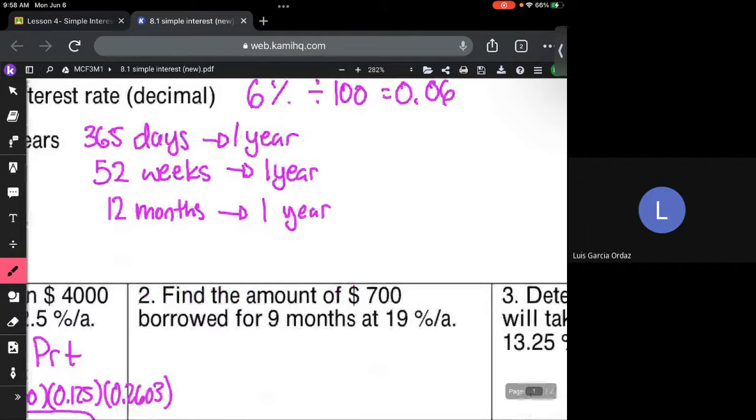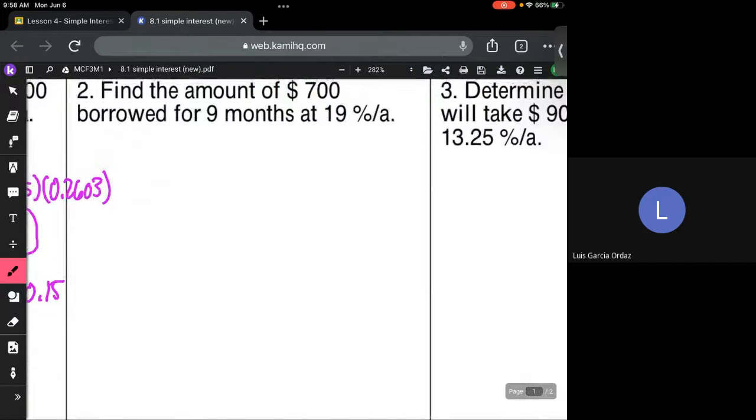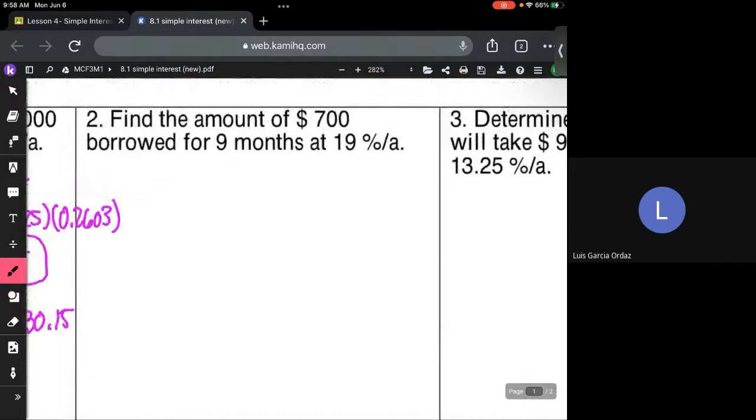Okay, next one. I want to find the total amount of $700 borrowed for 9 months at 19%. So am I going to use equation 1 or 2 if I'm finding the total amount that I borrowed? 2. Okay, so let's start with the easy part. What's my principal? What did I borrow? 700. Okay, what's my rate as a decimal? What's 19% as a decimal? 0.19.